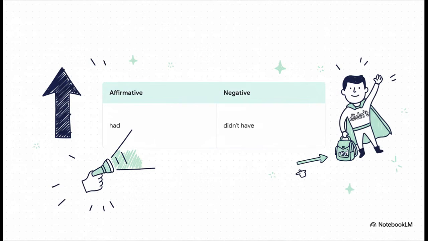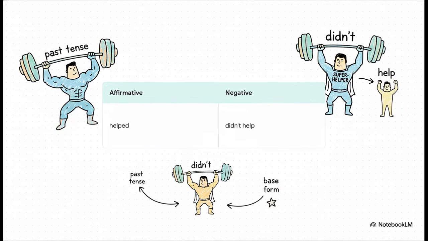And again, we had a great time flips to we didn't have a great time. Had just chills out and goes back to being have. Isn't that a great rule? It's so consistent. All right, one more time just to lock it in your brain. He helped his neighbor becomes he didn't help his neighbor. The moment you bring in didn't, that main verb just gets to go back to its original basic self.